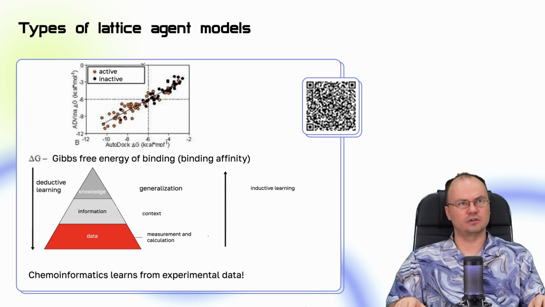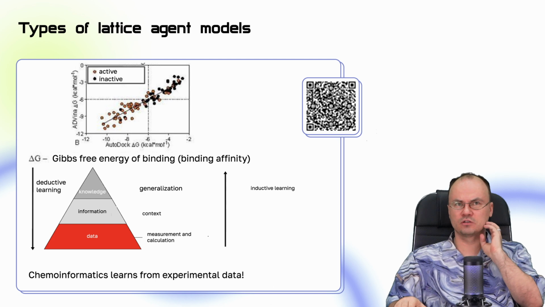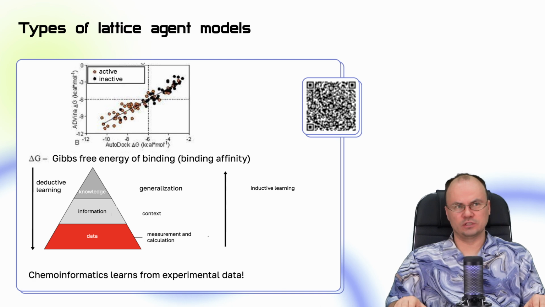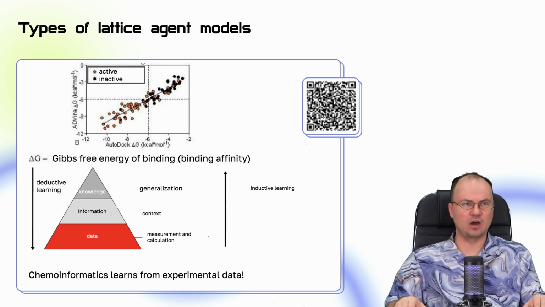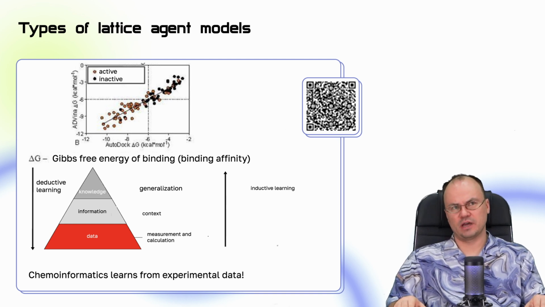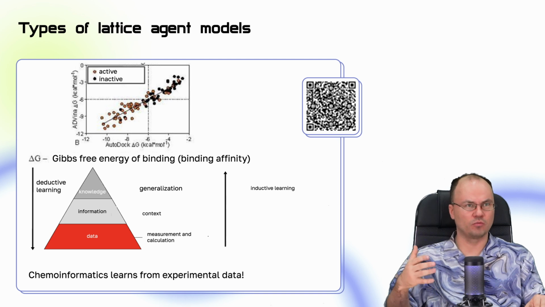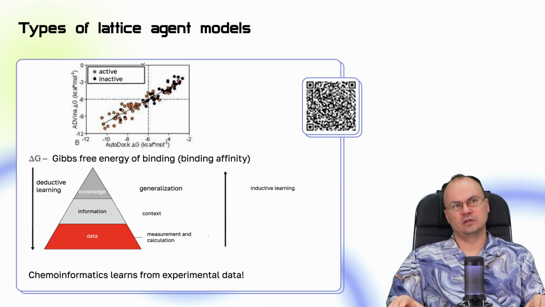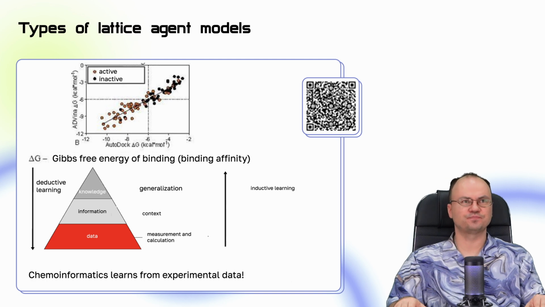What are the types of models we investigate in cheminformatics, what is the reason for these models, and how can we implement them in our research? As you can see here, we have a kind of pyramid, using either deductive or inductive learning. So we can go from data to knowledge and vice versa. The idea is that cheminformatics learns from experimental data.